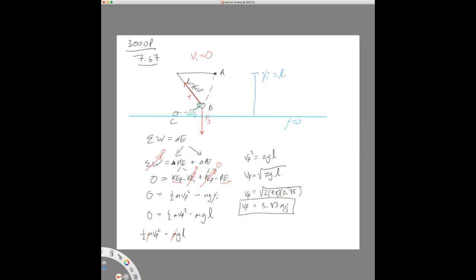All right. So let's try another problem. This one will combine a few things. So I want to talk about roller coasters for two reasons.